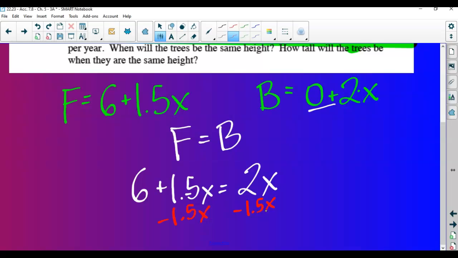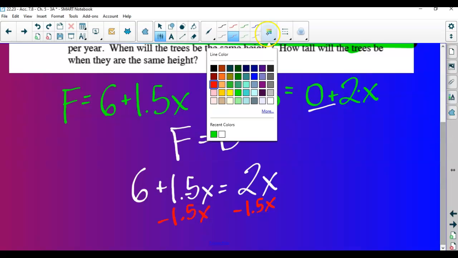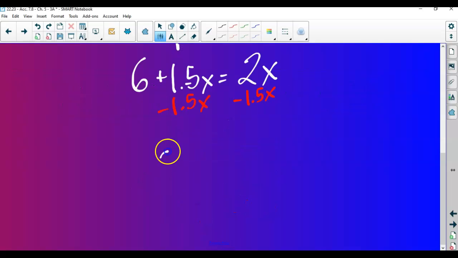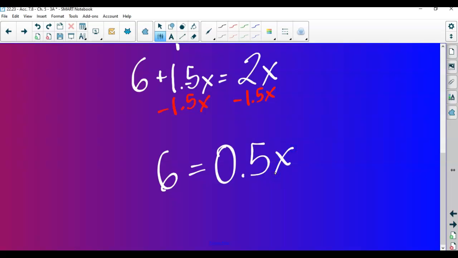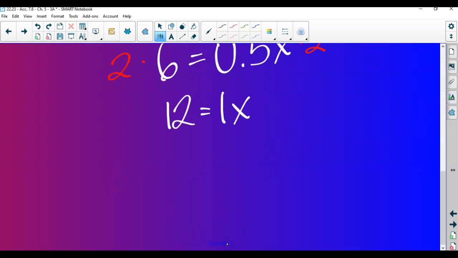Why is that the best method, Mason? It's the one that's closer to 0. Now, it's not right versus wrong, but it is best. So 6 equal to 0.5x. How do I get x by itself? Colin? Oh, multiply by 2. That's how we get back to 1x. 12 what?